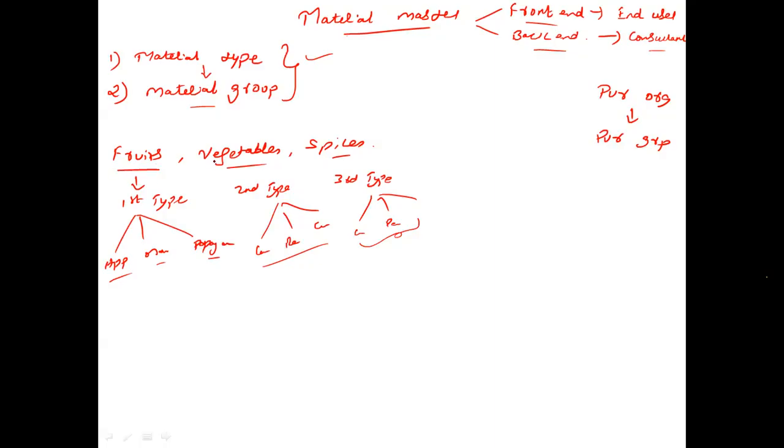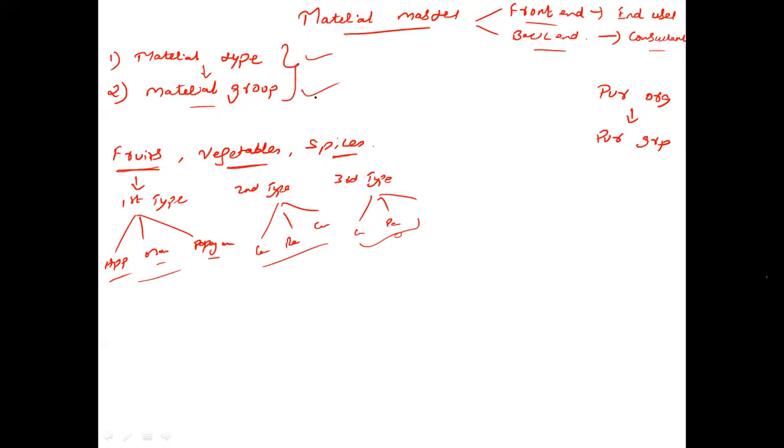The different types of material which you see in the market are the material type. Under that material type, what all categories you have? Under fruits, you have apple, orange, papaya. Under vegetable, you have carrot, radish, cucumber. So this will become your material group. Right? Now we understood what is material group also.